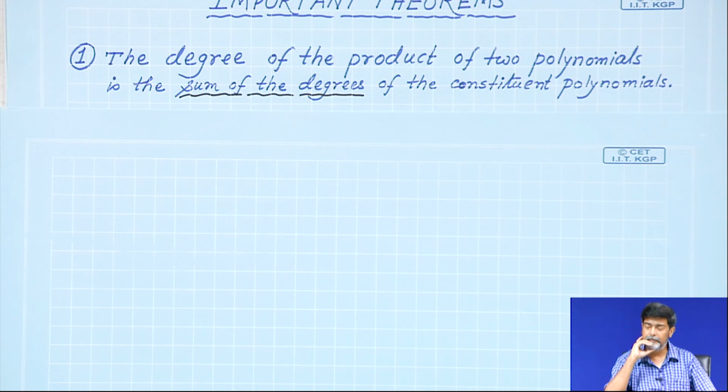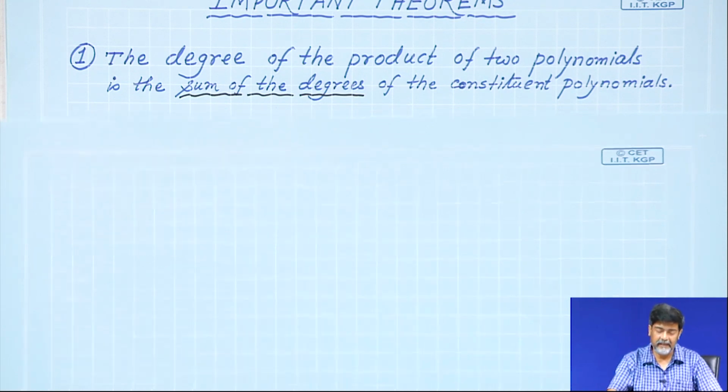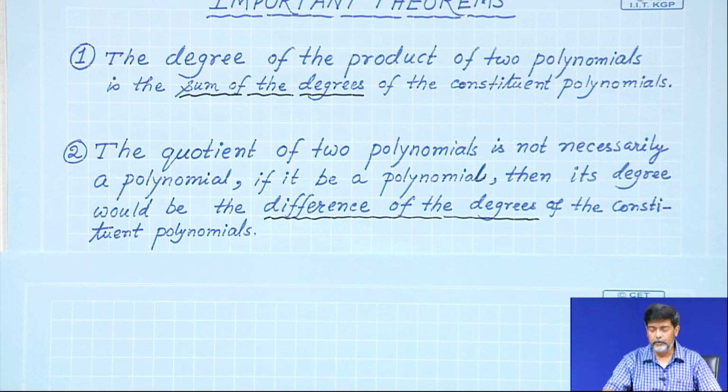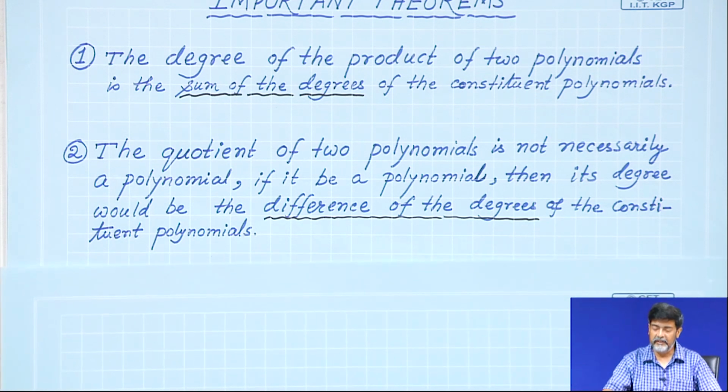If it is a polynomial, as in the fourth example, we see that x to the power 4 plus x square plus 1 divided by x square plus x plus 1 is a polynomial. But in the previous example, x cube plus 1 divided by x minus 1 is not a polynomial. Therefore, we can say the quotient of two polynomials is not necessarily a polynomial. If it is a polynomial, then its degree would be the difference of the degrees of the constituent polynomials. Got it? Yes, sir.